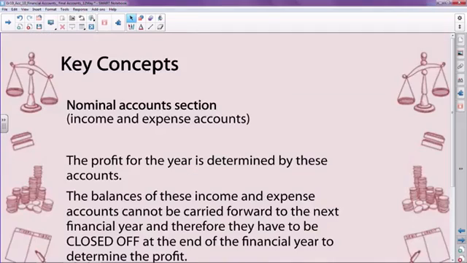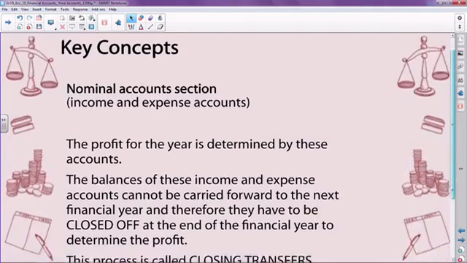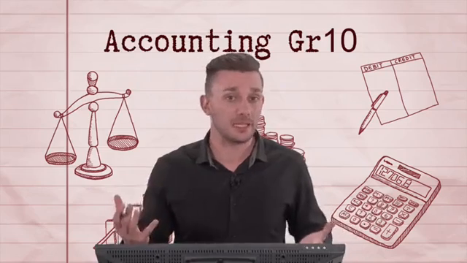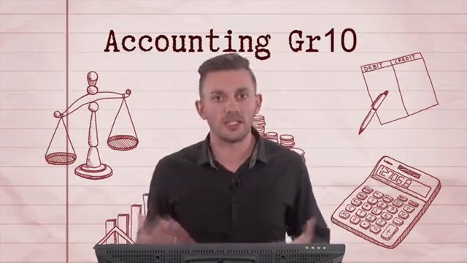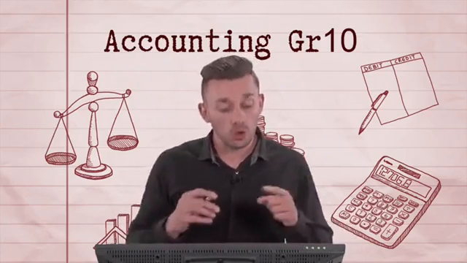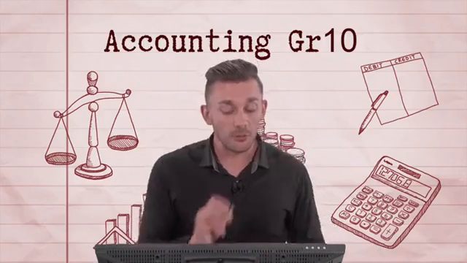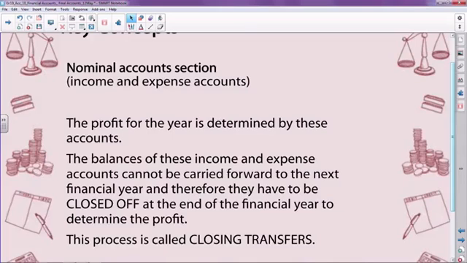Now, let's see if you studied. The nominal account section, remember, needs to close off. What's your nominal accounts? Your income and your expenses. Why do we need to close all of these accounts off at the end of the year? Because I want to go and determine, what did I make this year? What profit did I make? What gross profit did I make? So therefore, very important, all these balances and totals in your nominal section need to close off to either the trading account or the profit and loss account. And we call this closing transfers.